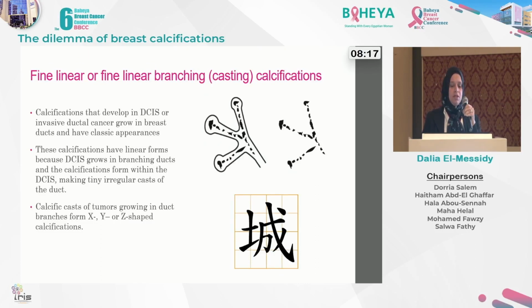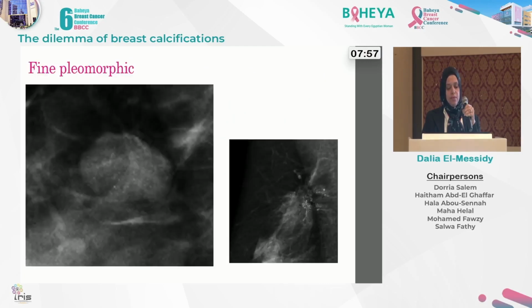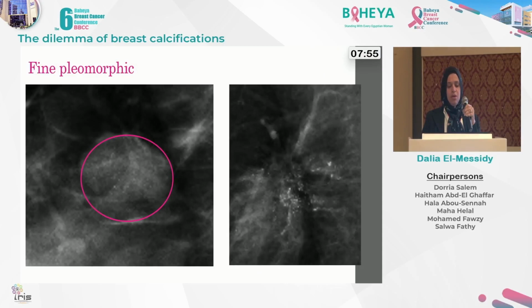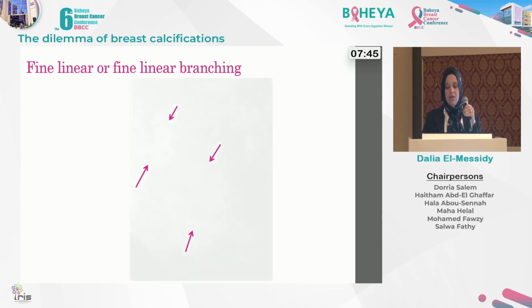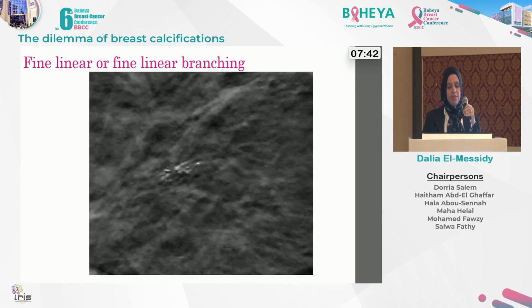Calcifications of higher suspicion are those having fine pleomorphic or fine linear or fine linear branching shape. They develop in ductal carcinoma in situ or invasive cancers which grow in breast ducts and have the classic appearances of X, Y, or Z-shaped letters, or the more classic described Chinese letter appearance. These are examples of the fine pleomorphic calcification. Another type is the fine linear or fine linear branching calcification, which cast the lumen of ducts, and these are classified as BI-RADS 5 calcification.